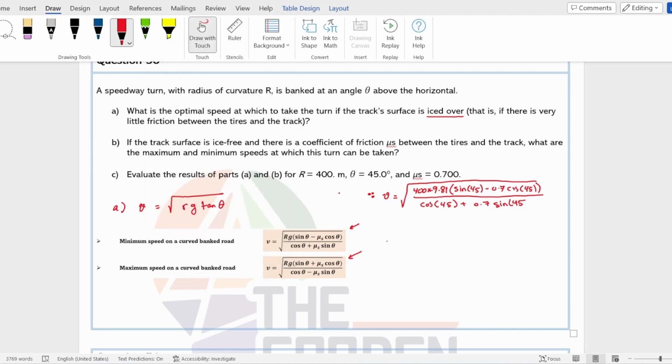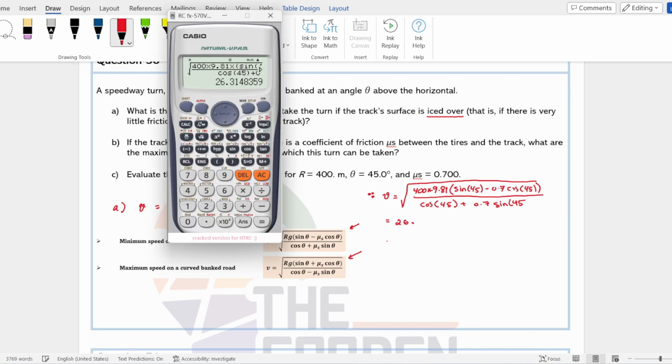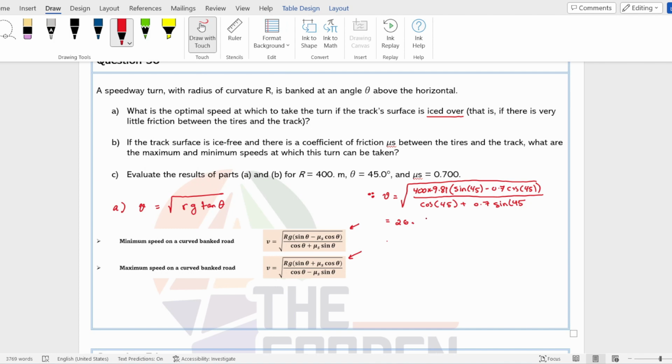Of course, the answer will be 26.31. So this is 26 point, let me check, 41 or 31. Yes, 31. So this is 31 meters per second.